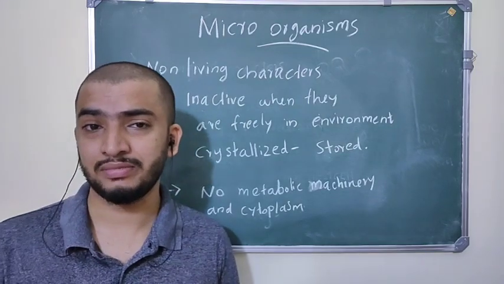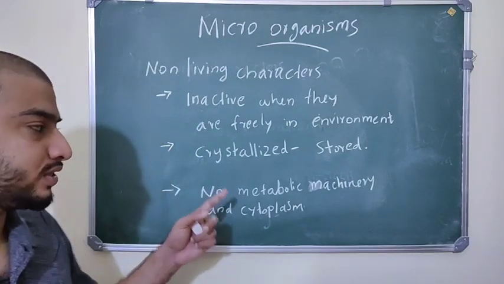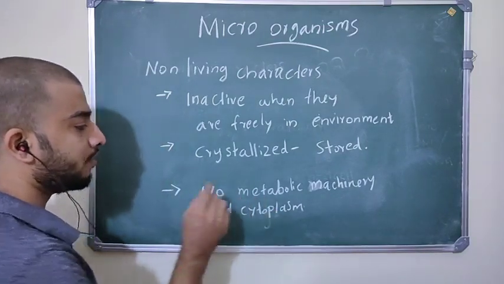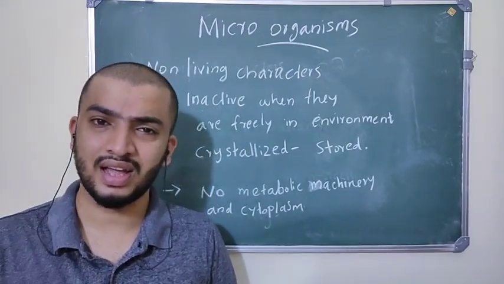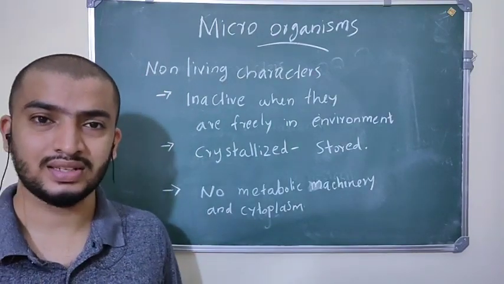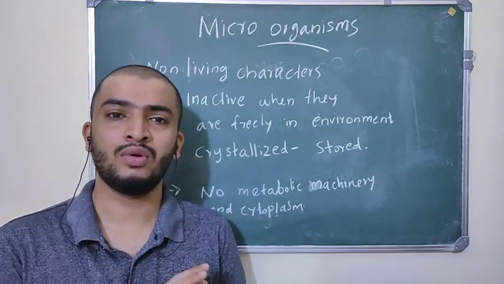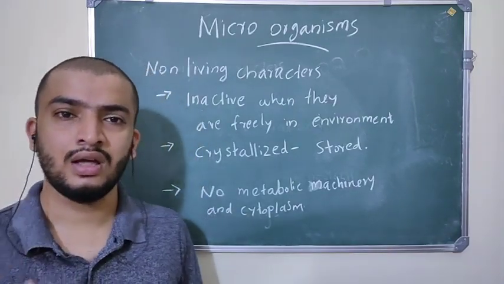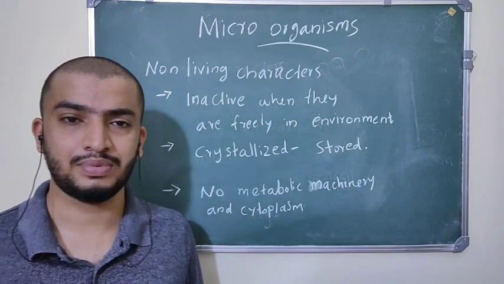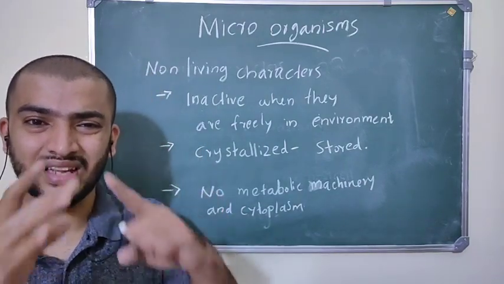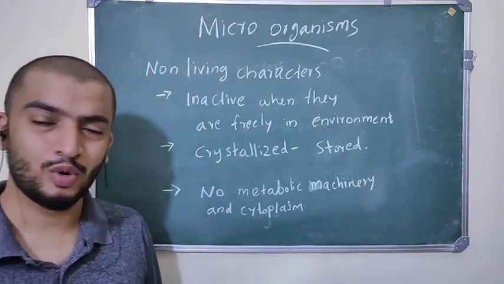Other microorganisms cannot show this property. This is the non-living character of the virus. Virus only shows these characters. Then the third point: they have no metabolic machinery and cytoplasm. Virus has no ideal structure of a cell. They have no complete nucleus. Even though they have genetic material, they have no setup of a nucleus, no cytoplasm, and no other cell organelles like mitochondria and Golgi apparatus. All these cell organelles are absent, and they simply have genetic material that is protected by a protein coat. That's all. So no cytoplasm, no metabolic machinery.